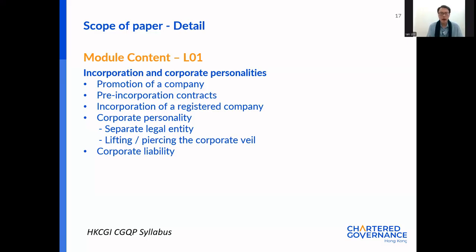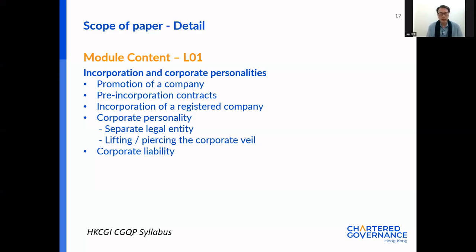It cannot go after the personal assets of the directors or the personal assets of the shareholders. It cannot go after the individuals, it can only go after the company. So that's why it's important to make sure the company is properly set up, then you do have the corporate personality and get the protection of a separate legal entity.